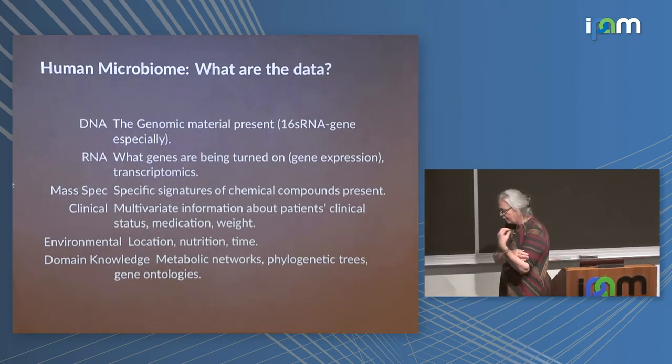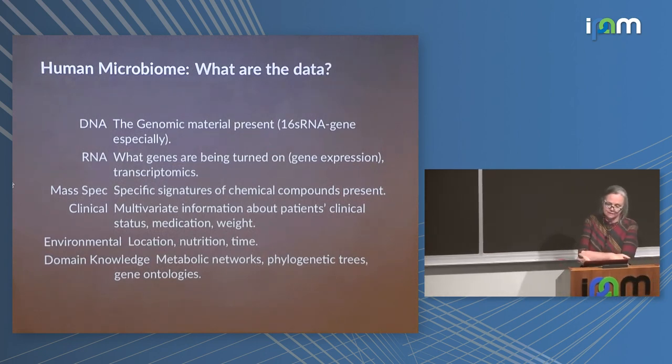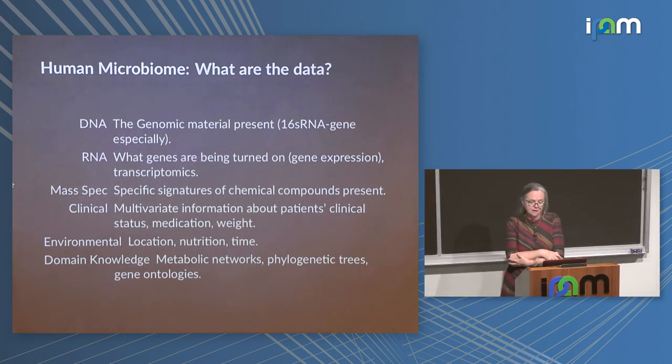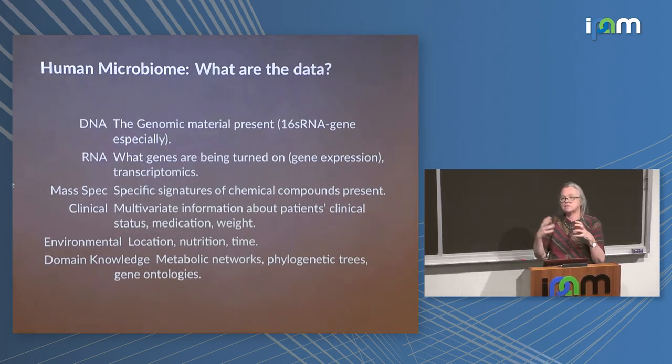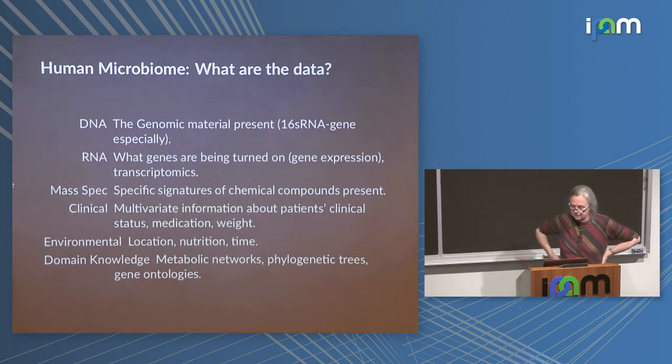The examples I'm going to talk to you about include 16S DNA, and we also have metagenomic data, RNA-seq data, and I do a lot of metabolomics, so we have mass spec data, clinical data, and various kinds of environmental variables. In the case of humans, of course, it's nutrition or time, and then there's a lot of domain knowledge, for instance, metabolic networks, phylogenetic trees, and gene ontologies.